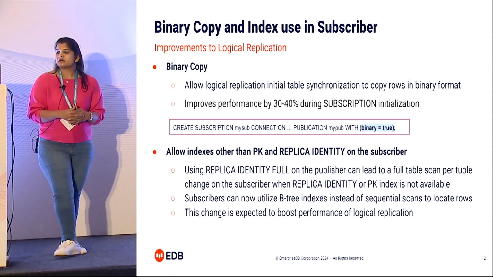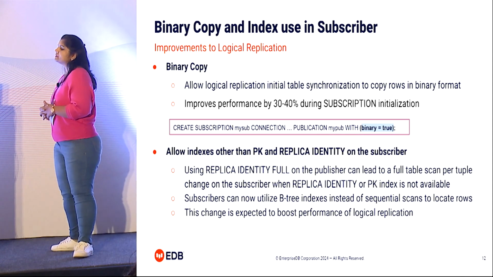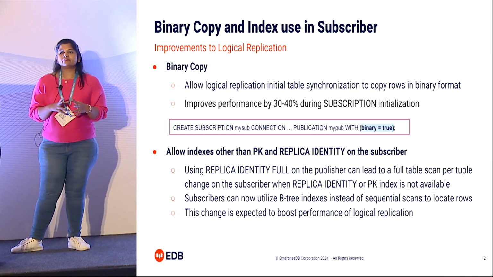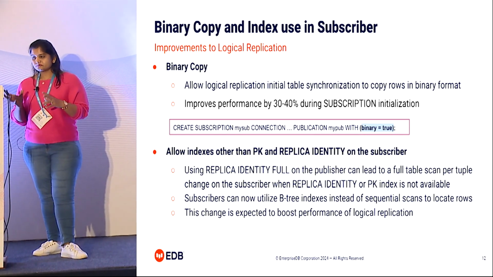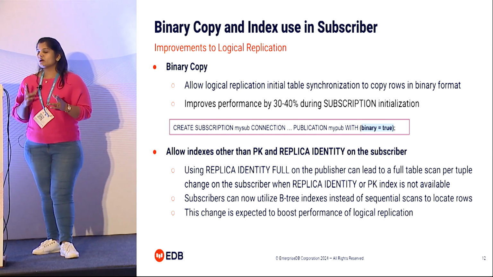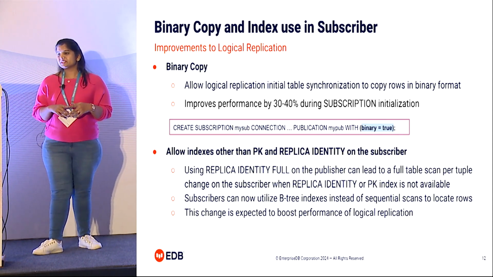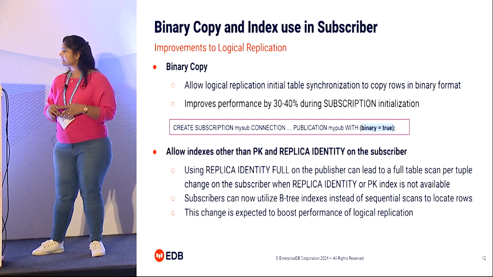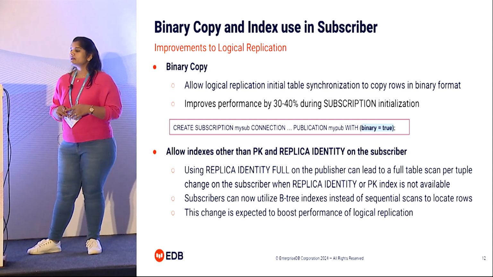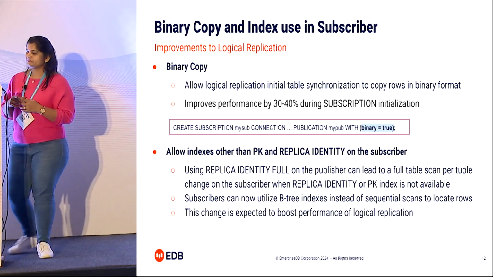Next improvement is allowing indexes other than primary and replica identity on the subscriber. When you have replica identity full on the publisher, this could lead to a full table scan on the subscriber for each change when the replica identity or the primary key was not available on the subscriber. Now in Postgres 16, subscribers can use B-tree indexes for scanning so that sequential scans can be avoided. And again, this change is definitely going to boost the performance of logical replication.